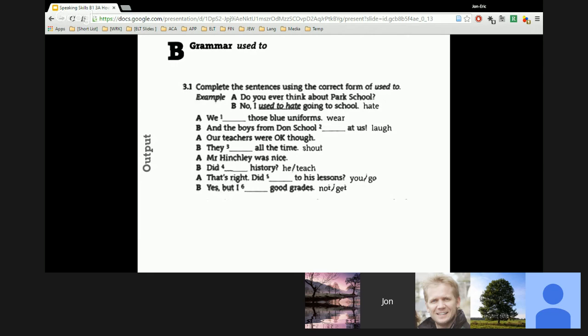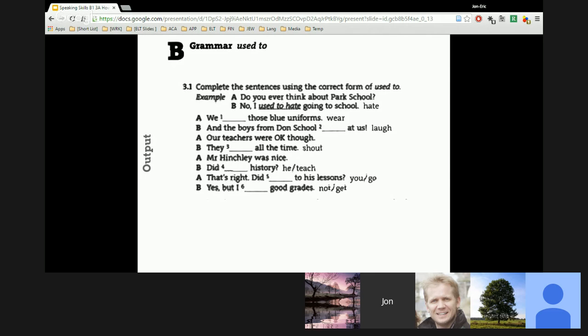B? And when the boys from Don's school looked at us. Looked? Didn't say looked. Look at the key word at the end. Sorry. The key words are at the end after this. Oh, the boys from the dance used to laugh at us. Used to laugh at us. In both of these cases, used to works. We used to wear those uniforms, and the boys used to laugh at us.